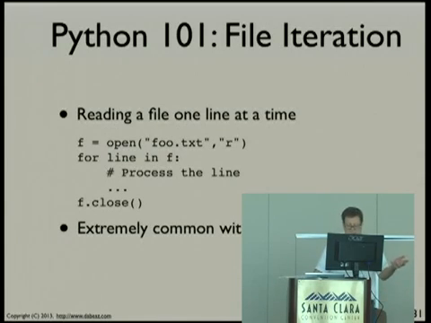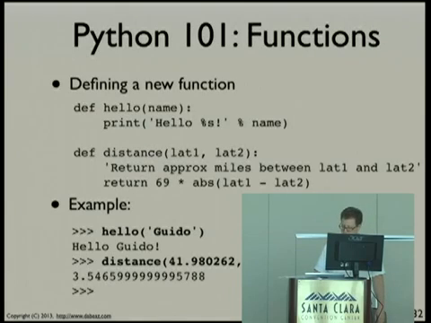Another idiom that's very, very common with files is reading one line at a time. Typically you do that by opening up a file, you do a for loop on it, and then you just go line by line. It'll basically read that until you get to the end of the file. So those are some idioms with files. And then a couple final things.